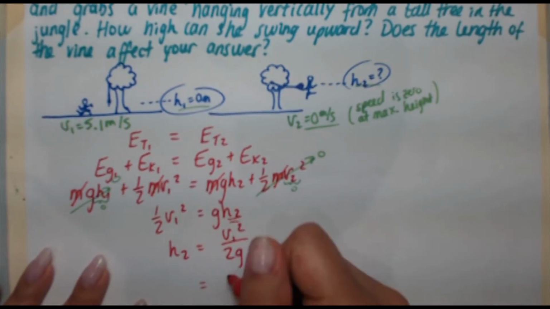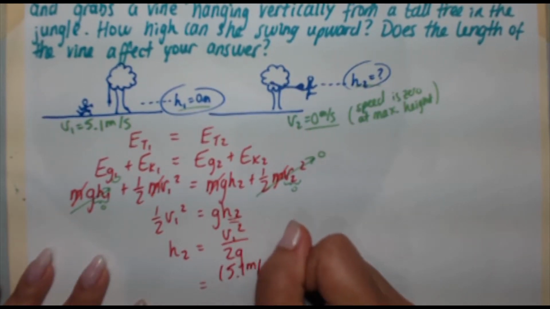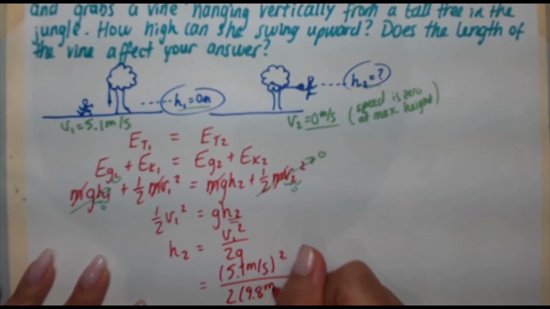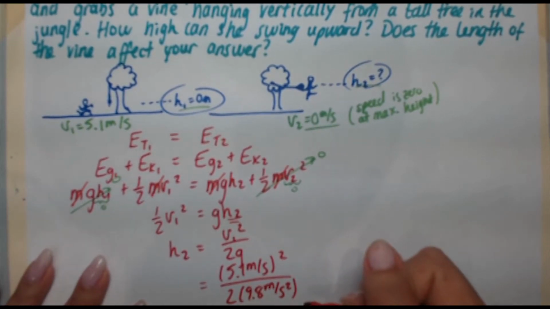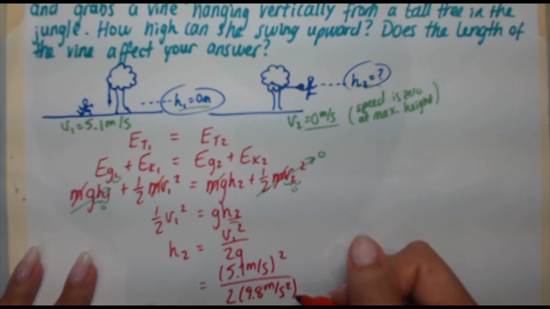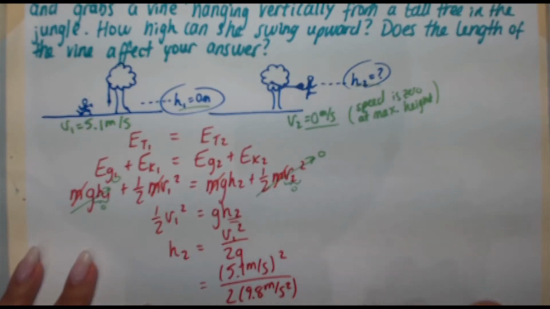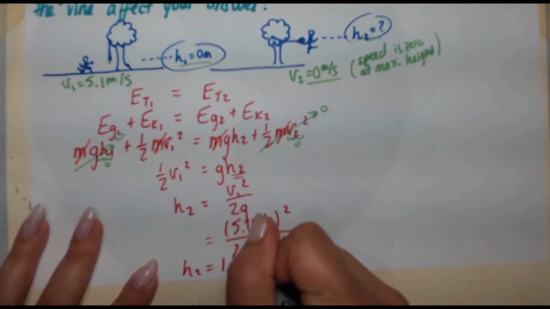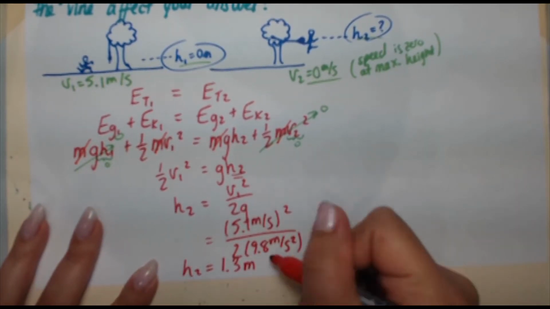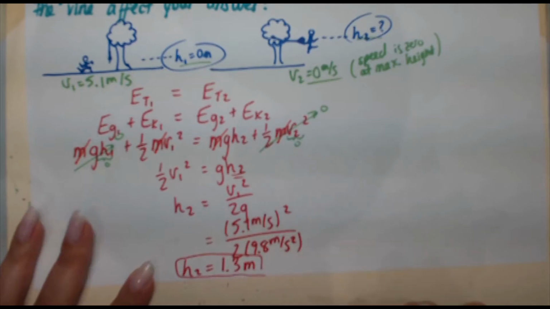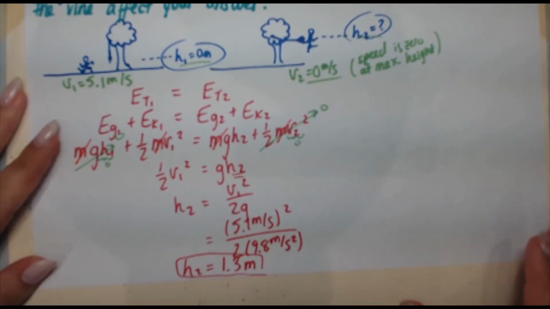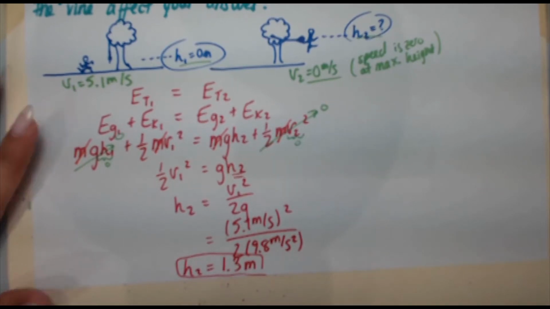V1 is 5.1 meters per second. That's getting squared, divided by 2 times the acceleration due to gravity, 9.8 meters per second squared. When you plug that into your calculator, you are going to get a height of 1.3 meters. So H2 equals 1.3 meters, and that is your answer. So the monkey goes up to a maximum height of 1.3 meters.